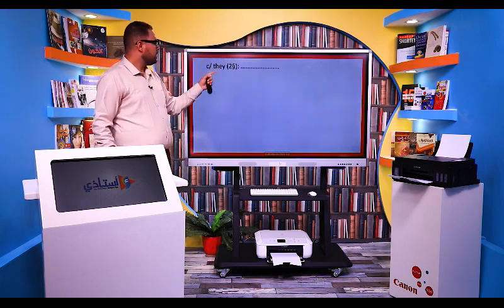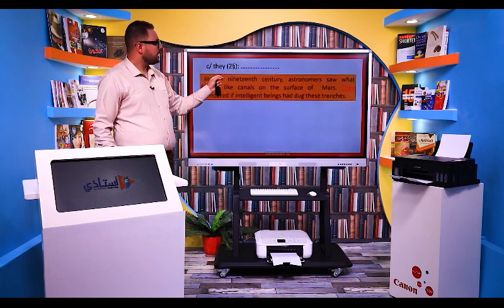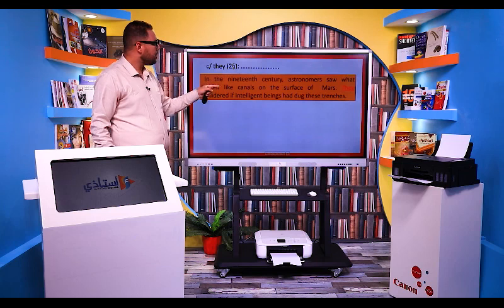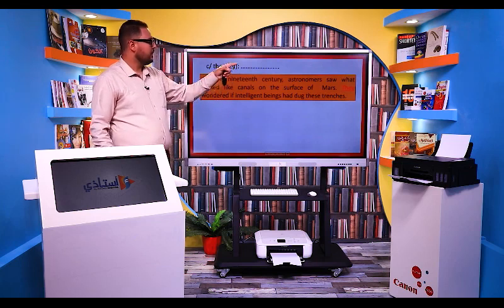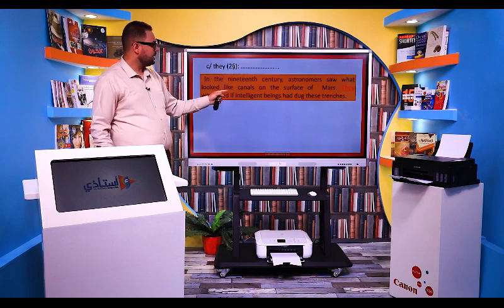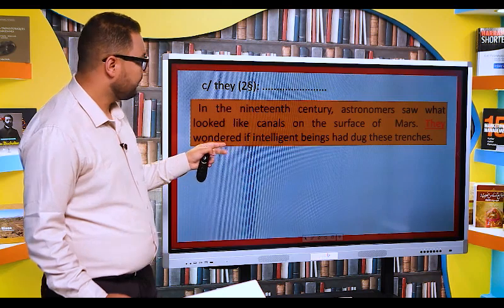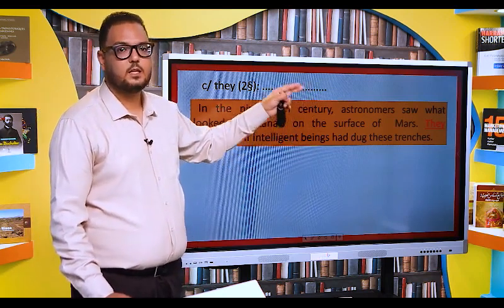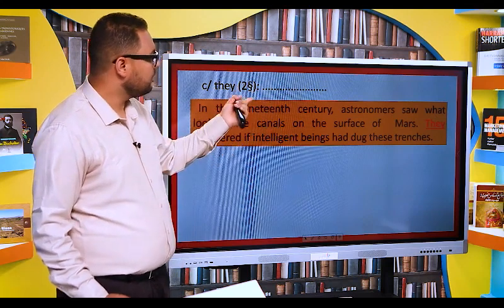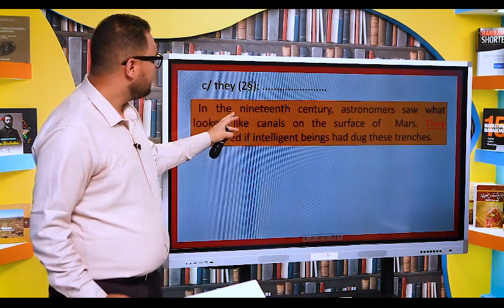C, they, in the second paragraph. In the 19th century, astronomers saw what looked like canals on the surface of Mars. They wondered if intelligent beings had dug these trenches. So they here is a personal subject pronoun, so it refers to a subject. So where is the subject here?